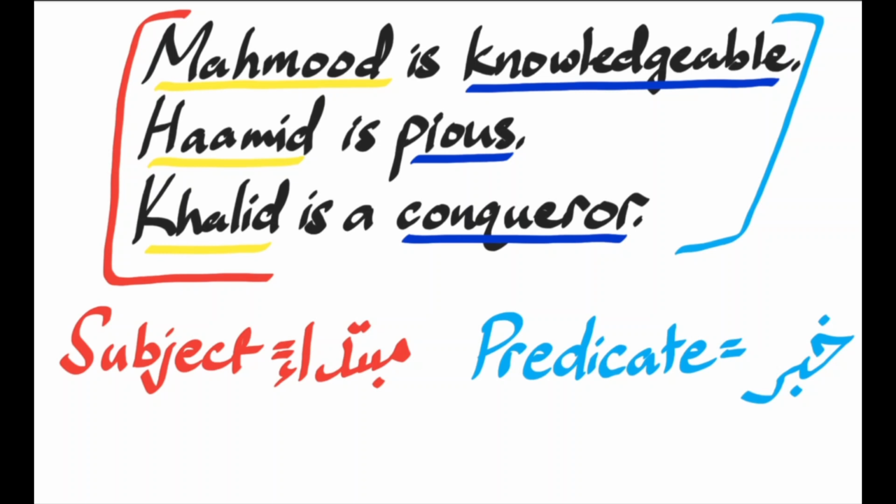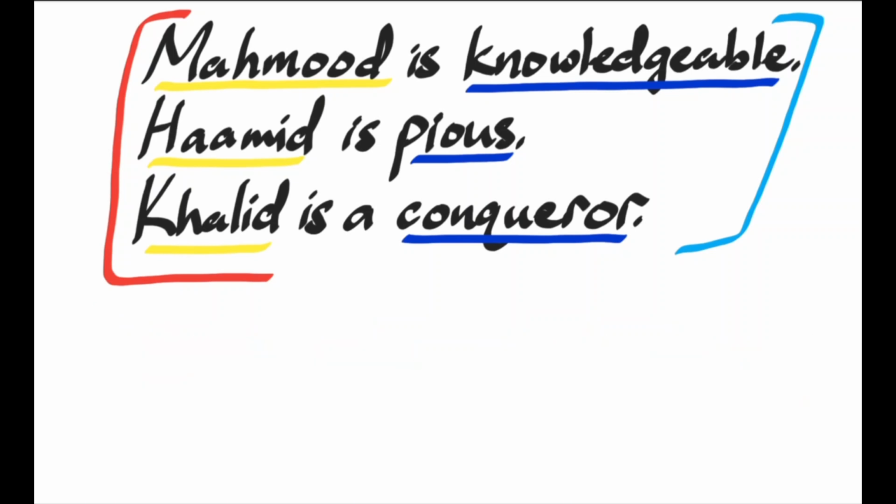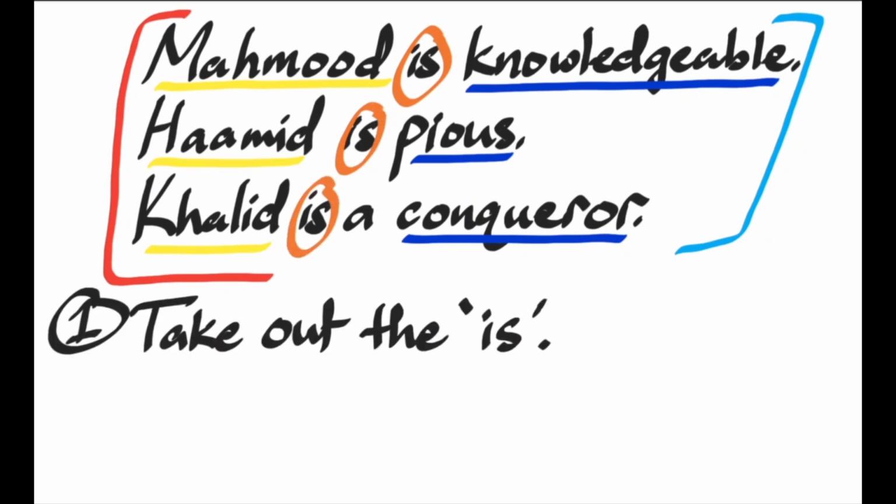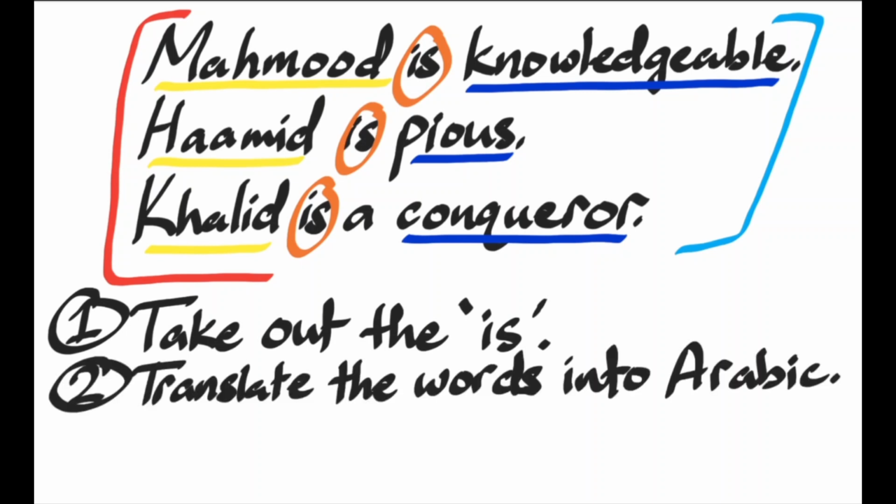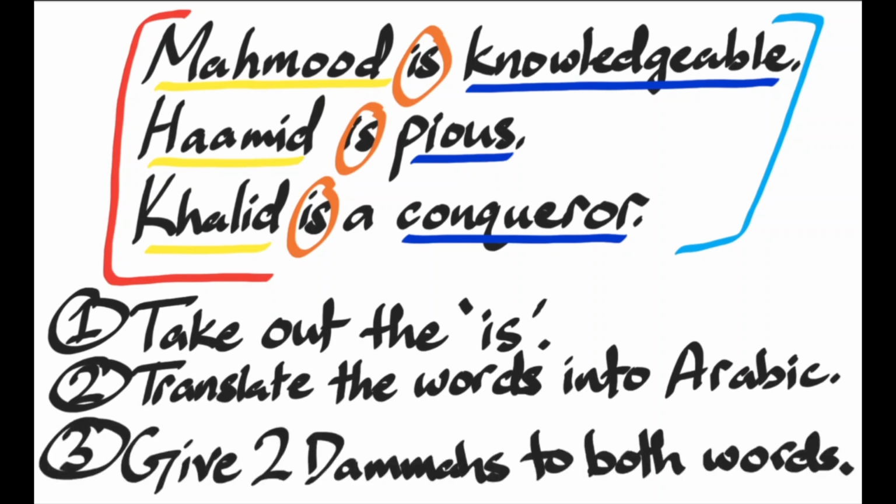If you want to translate a subject, predicate, or mubtada khabar sentence into Arabic, you only need to follow 3 simple steps. The first thing you need to do is take out the is. You see these is's, you need to take them out. The second thing you need to do is translate the remaining words into Arabic. And the third thing you need to do is give 2 dhammas to both of the words in the sentence.